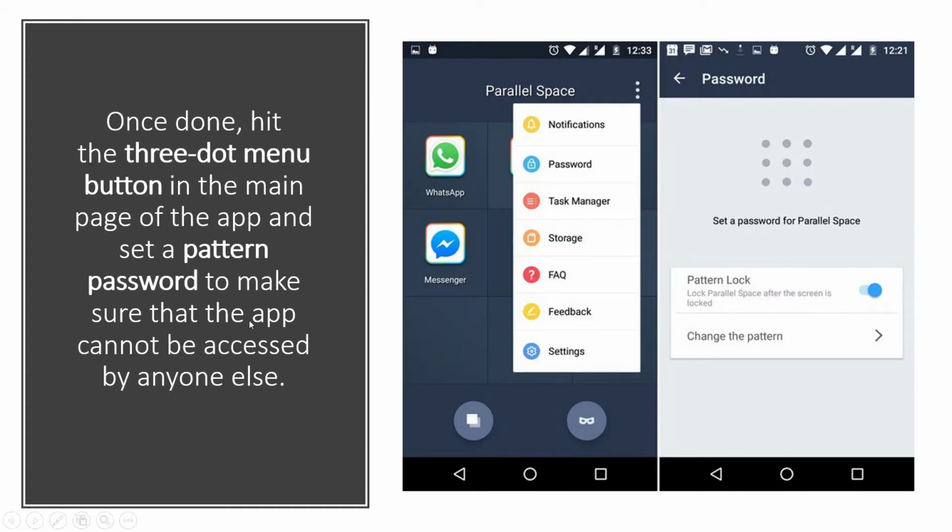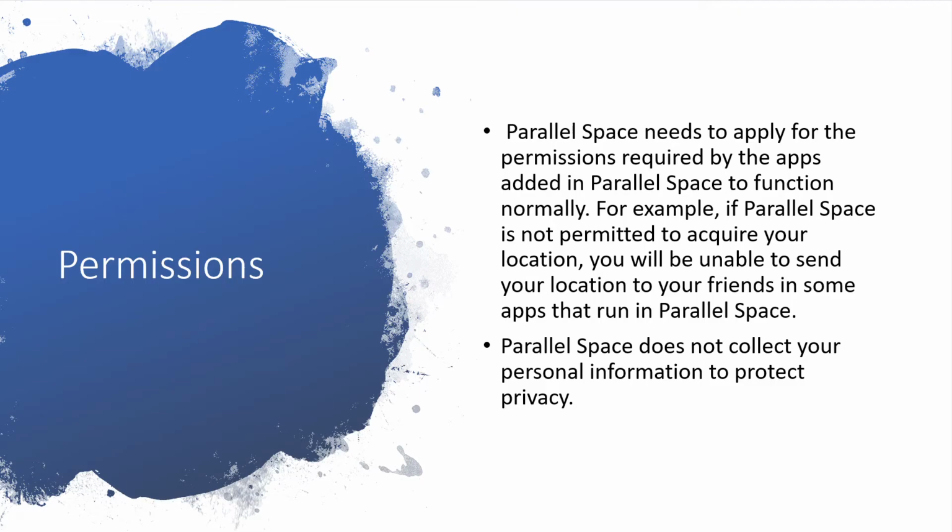Once you've done it, use the three-dot menu button in the main page of the app and set a password to make that app closed, so it cannot be accessed by anyone else. This is how the incognito installation in Parallel Space works.